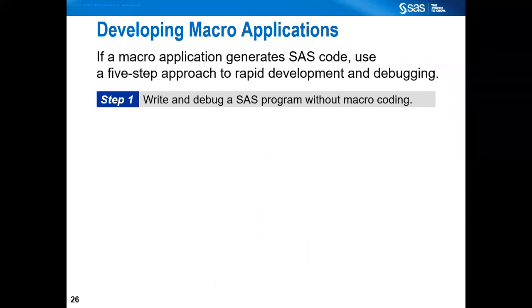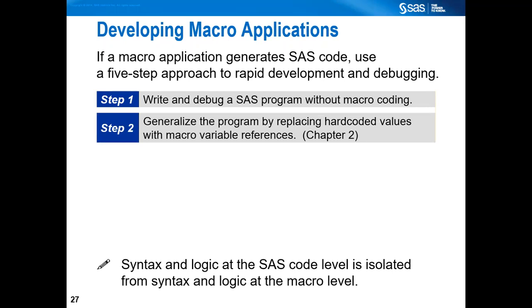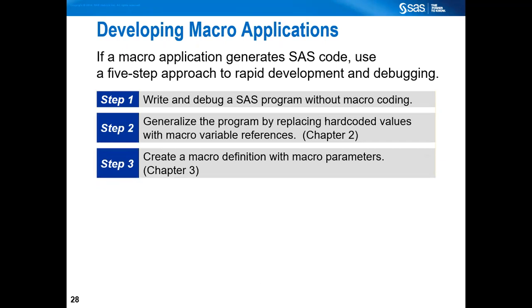So how can one create these macro applications? There are three steps. The first step is writing and debugging a SAS program without macro coding. Then the second step is how one can generalize the program by replacing hard-coded values with macro variables, and this will be covered in lesson 2, or chapter 2. Whereas in chapter 3, step 3 of macro application development, we will create a macro definition with macro parameters. This will be covered in lesson 3.